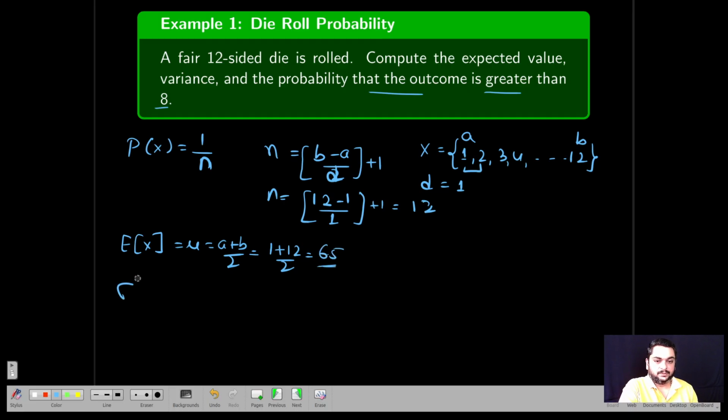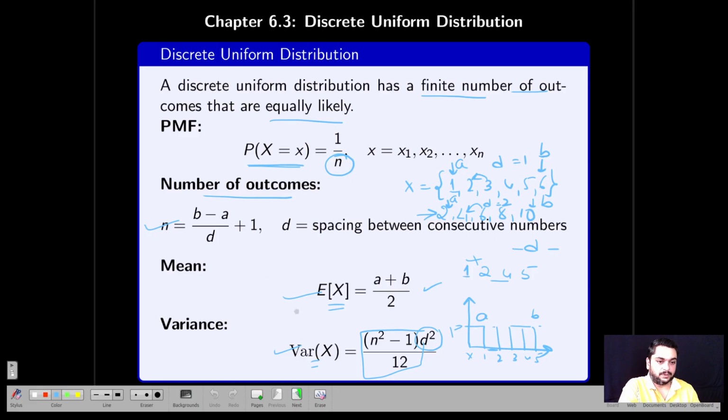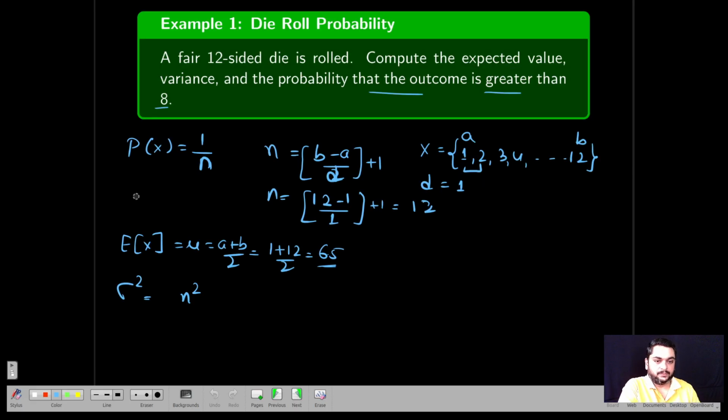Next, variance sigma square is equal to (n square minus 1) into d square by 12. So what is this n? In some books they expand this n, but n is nothing but this. So directly, n square minus 1 times d square divided by 12. What is n square? n is 12, so 12 square is 144. So 143 into d square, which is 1, divided by 12. So, sorry, 144 minus 1 is 143, so 143 by 12.